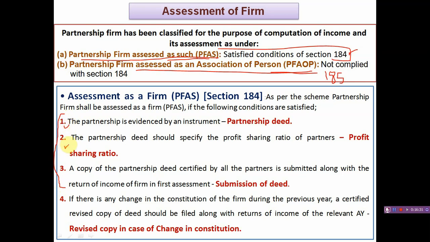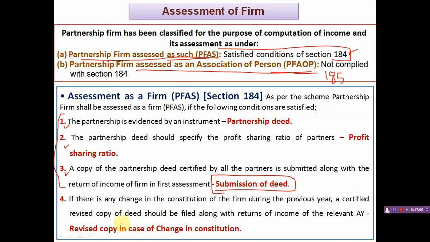Second one is the profit sharing ratio of partners should be specified in the partnership deed. It is compulsory. And the third one is a copy of partnership deed should be certified and submitted along with the return of income. It means while filing the return of income, the firm has to submit the partnership deed along with the return. These are the three conditions to be satisfied to assess firm as firm.